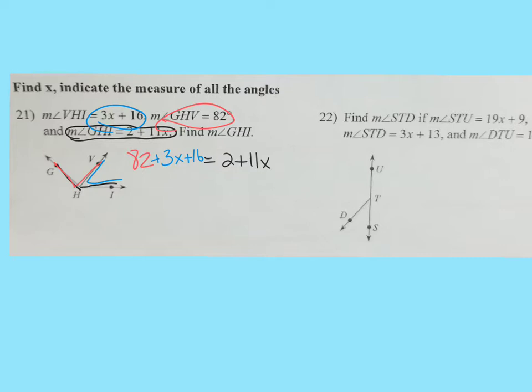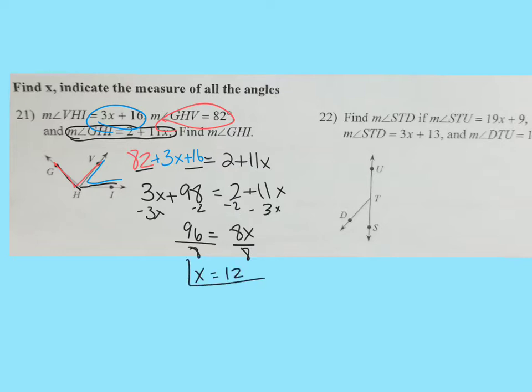Now I'm going to just solve it. I'm going to put my like terms together. 82 and 16 is going to be 98. So I have 3x plus 98 equals 2 plus 11x. I'm going to minus 3x from both sides. At the same time, I'm going to minus 2 from both sides. So I'm going to get 96 equals 8x. Divide both sides by 8. X equals 12. So now I'm going to actually find my angles.